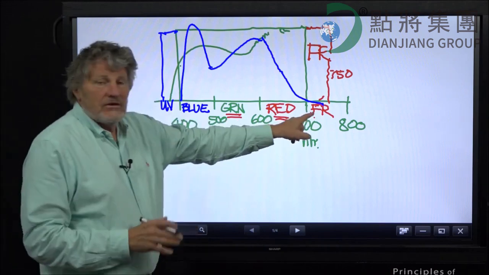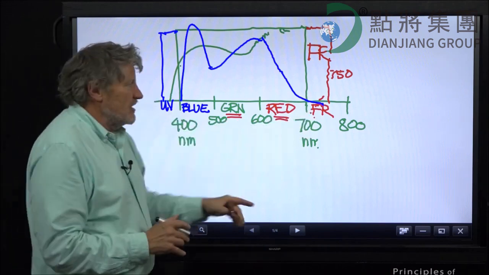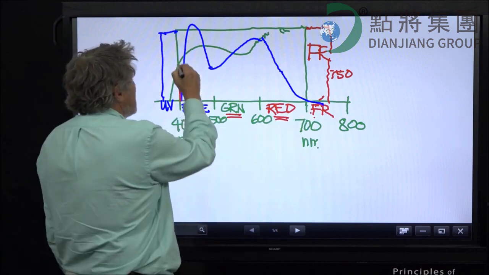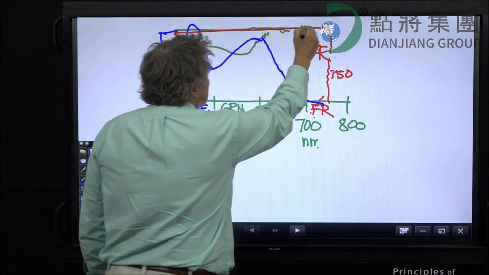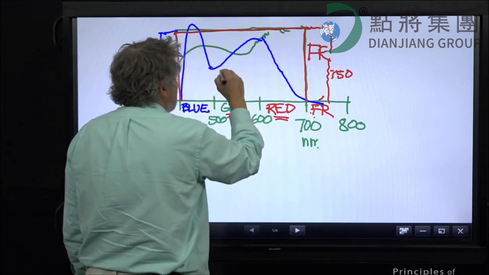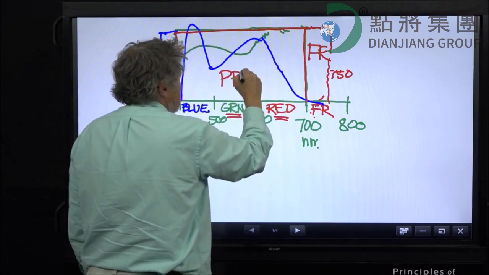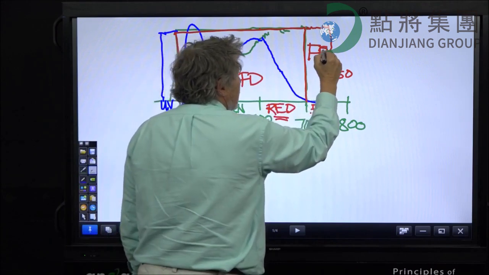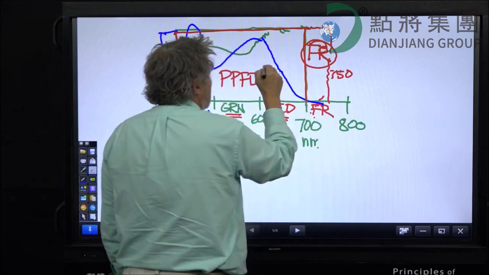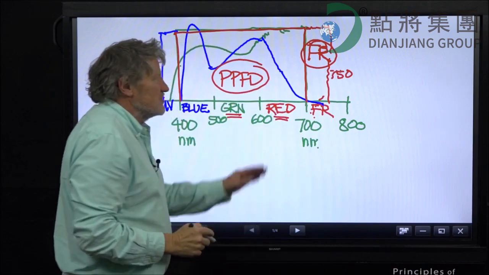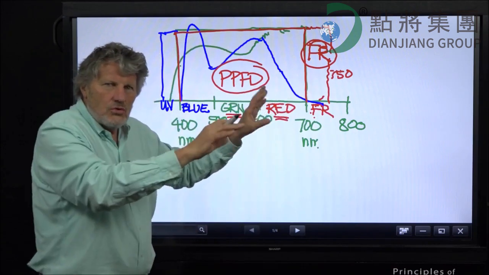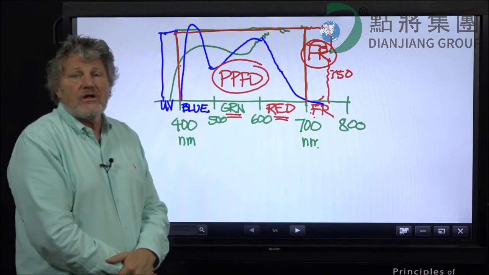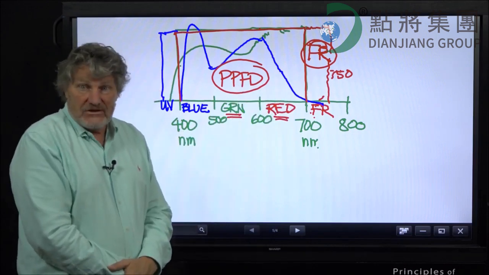Because far red is so powerful, APOGEE has developed a sensor that measures separately this PPFD in here. It has two detectors, and it has a far red detector out here. So it's two detectors in the same sensor, so you can tune your growth chamber to optimize it for both colors of light. Thanks for listening.